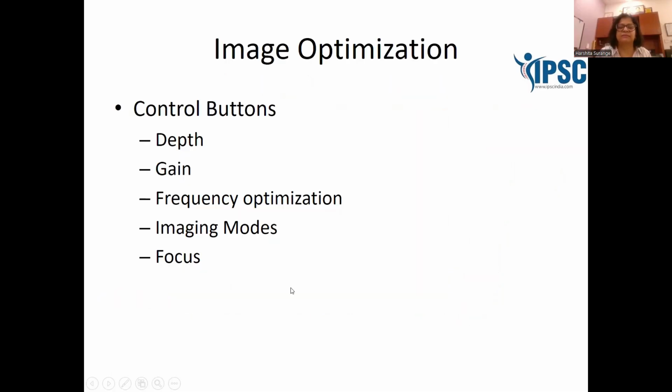Now there are multiple buttons on the machine, which are known as the control buttons, for giving you a beautiful optimized image. So the first buttons which we'll be talking about are the depth button, the gain button, the frequency optimization, the imaging mode, and the focus. So let's discuss one by one.